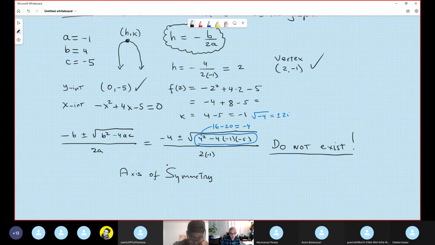Okay, so axial symmetry is the vertical line passing through the vertex. It's x equals h, and in our example, this is my axis of symmetry. I take advantage of this axis of symmetry to determine some images. Suppose we have (0, -5). Well, that's weird.